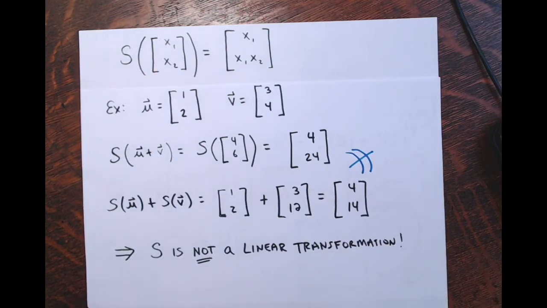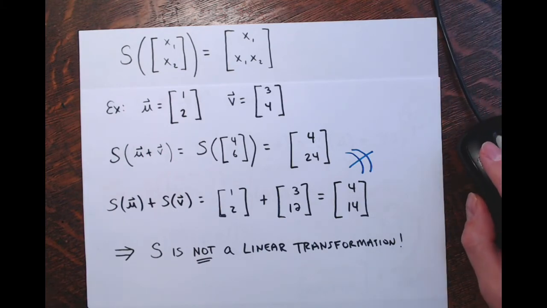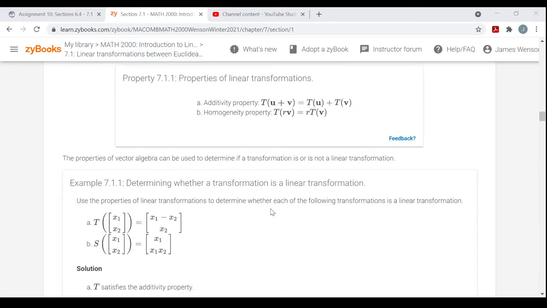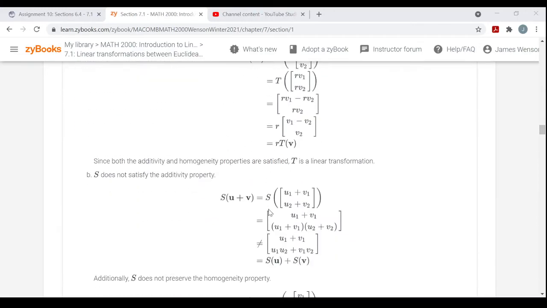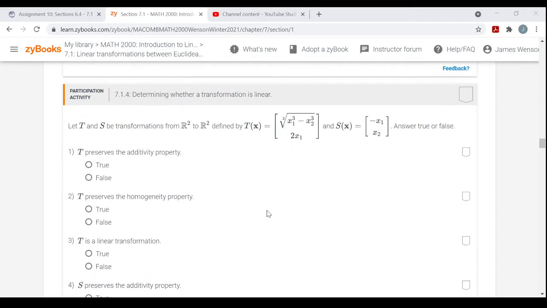All right. And now, if it were additive, if the additivity property worked, then I'd have to check that homogeneity property. Both of them have to work in order for the transformation to be linear. All right. So I'm going to watch them go through this thing here. Cool. And then again, you're asked to determine whether certain properties hold for certain transformations.